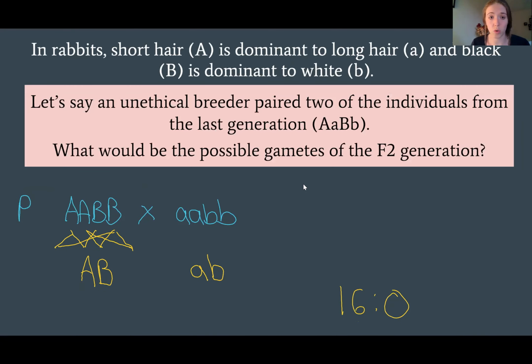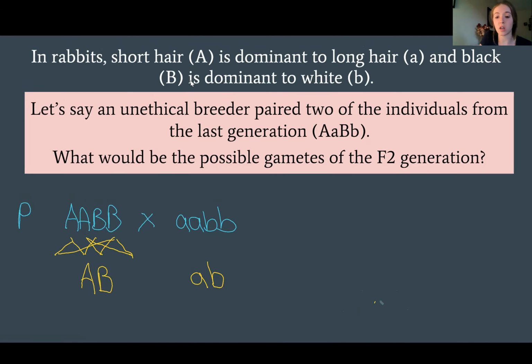Let's say an unethical breeder, which is very common for people to unethically breed these animals. Let's say you're an unethical breeder and you want to breed two of the rabbits from the last generation. Well, as you guys know, this would be a brother and sister pairing, and that's a very dangerous thing to do, because if you're making a brother and sister pairing, that can cause a lot of mutations, right? So let's say that this is an unethical breeding between a brother and sister that are both heterozygous. What are going to be the possible gametes of the F2 generation?